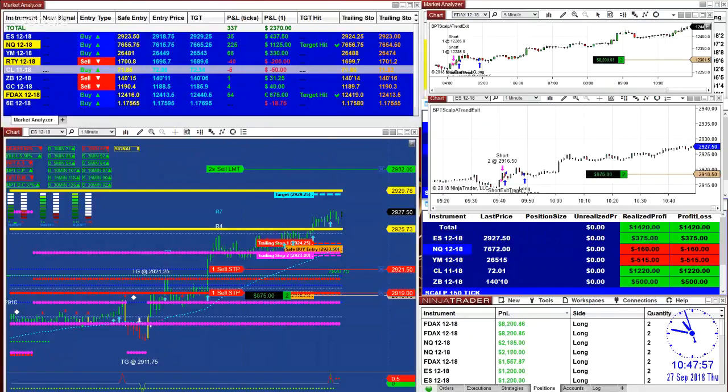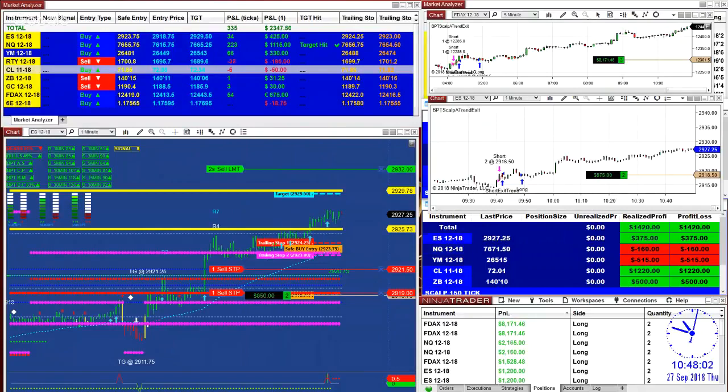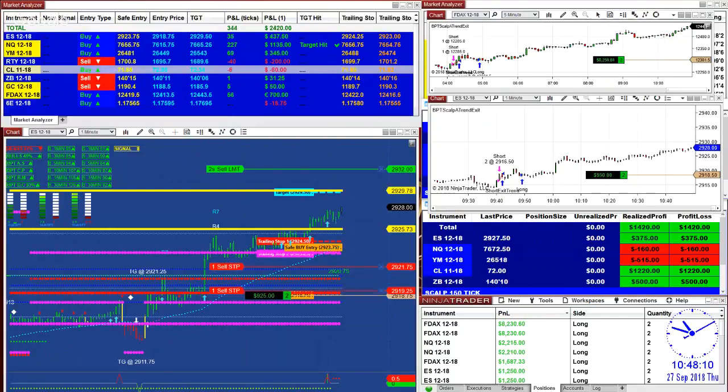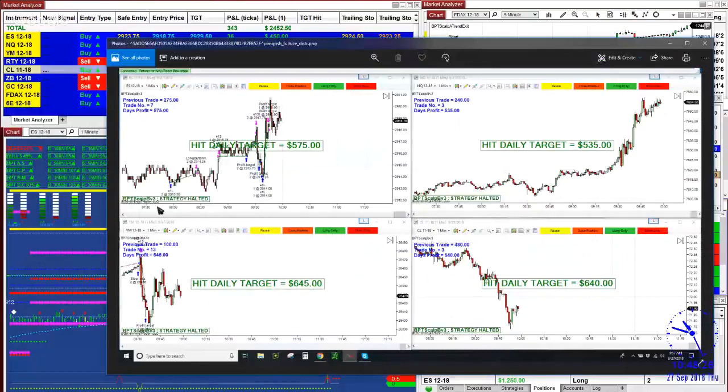Okay, we have one guy. He did go on a live trade, and he nailed all four of them. This is very nice. I don't know when he started, it seems like he started around 9 o'clock. He hit live 575.